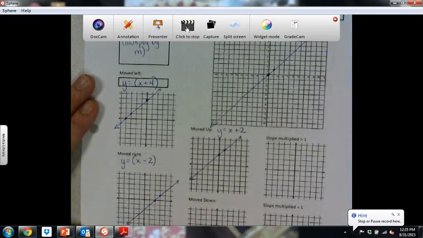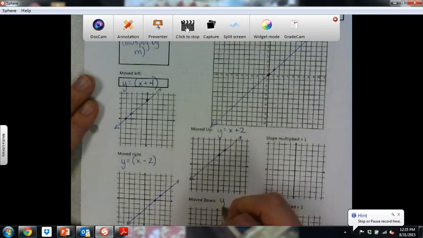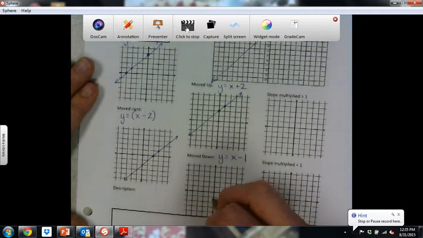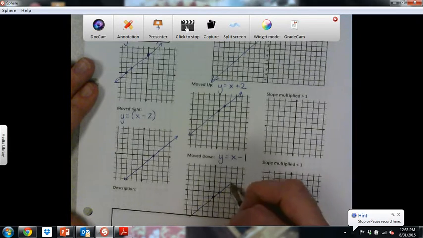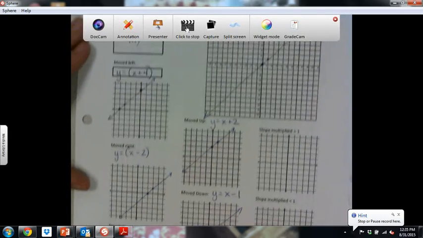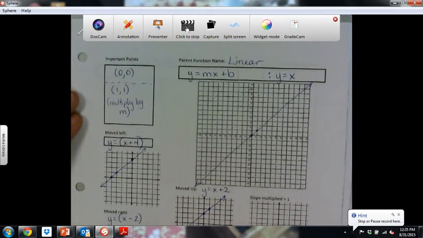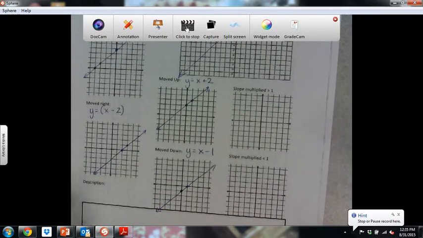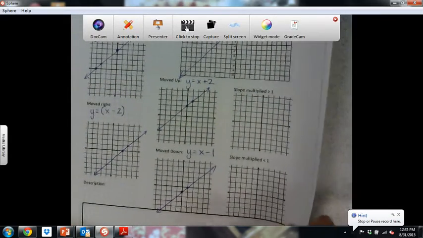And the last one that we'll do on this page is moving down, and that's pretty straightforward. Y equals x minus 1. Again, no parentheses. I would take my 0, 0 point and move it down 1, and then I would still go up 1 over 1. And then I would connect my dots. So linear functions, moving left, right, up, down, is all based off of the values here. We'll talk more about when the slope is multiplied by a number greater than 1 or less than 1 on the next video. So flip to the second page.